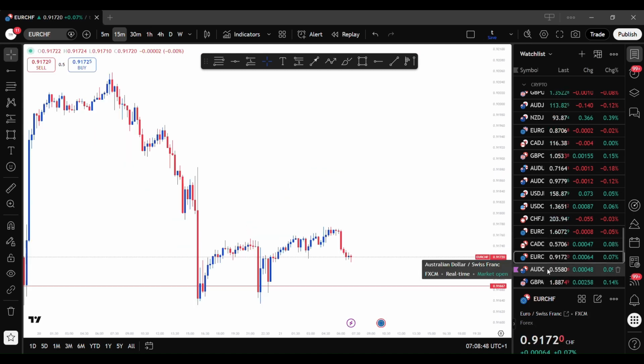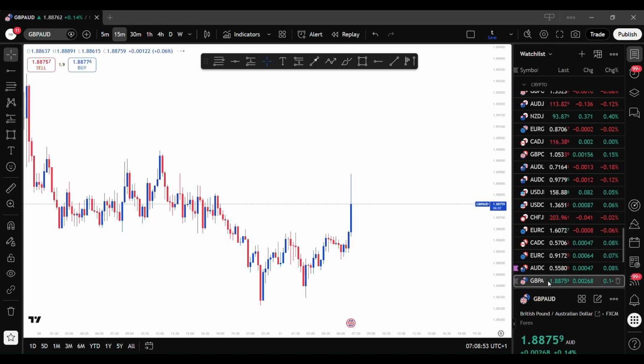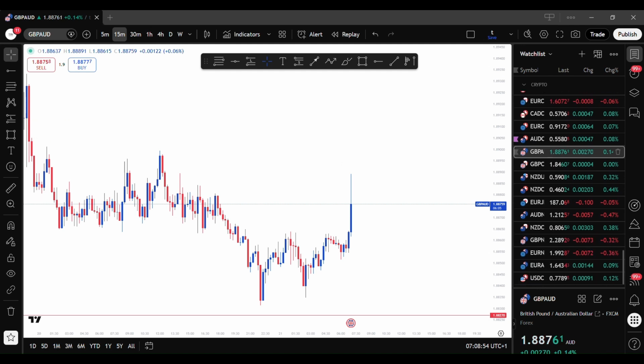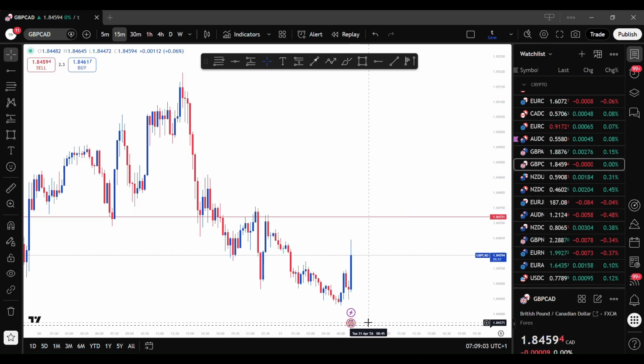On Euro CHF, there's nothing for now. On AUD CHF, nothing as well. On GBP AUD, it's kind of pushing up, more buys happening on this pair, but there's nothing for now. On GBP CAD, there's nothing as well. We're waiting for it to come to this point, then we'll look for a buy from there.